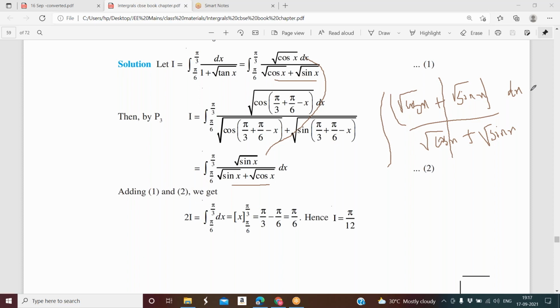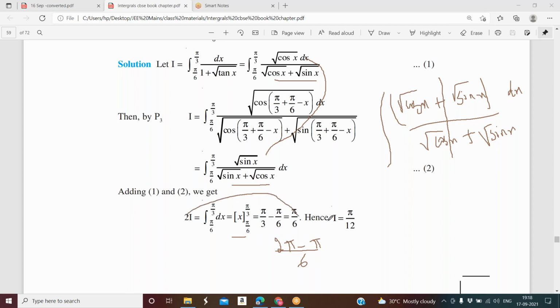So integral dx. Integral dx is x, between the limits pi by 6 to pi by 3. Substitute the limits. How will you substitute? Upper limit minus lower limit. Upper limit is pi by 3 minus lower limit is pi by 6. Simplify. The common denominator is 6, so here I have to multiply pi by 2. So we will get 2 pi minus pi, which is pi by 6. So 2I equals pi by 6.